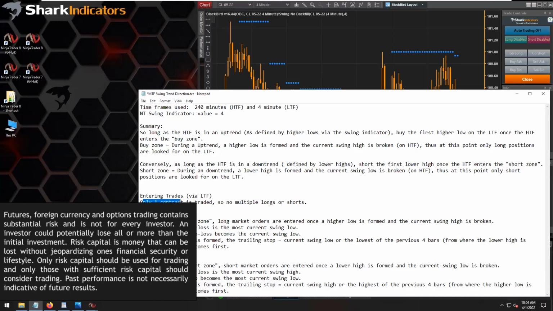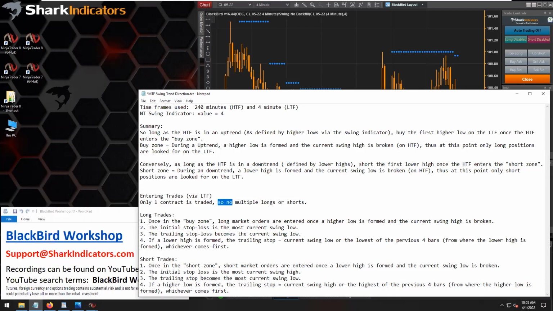Right, so only one contract is traded, so no multiple longs or shorts. Both Raven and BlackBird have this built into them automatically. When Raven or BlackBird already have a position open, they're not going to keep adding to that position if another trade signal comes along.